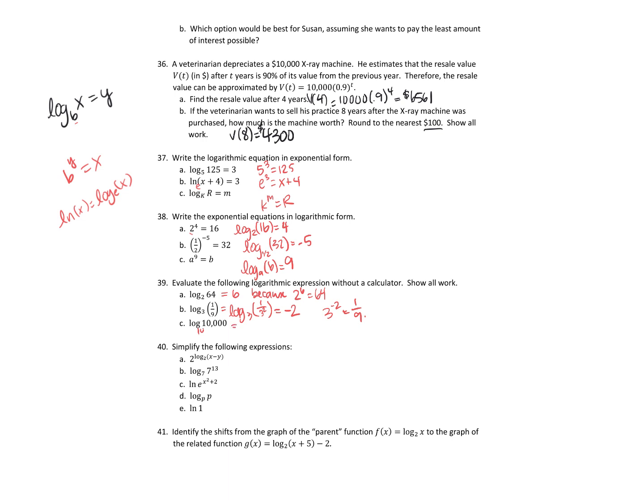Log base 10 of 10,000. So we want to find the power that I need to raise 10 to get 10,000. So if we do 10 to the 3rd, that's 1,000. 10 to the 4th is 10,000. So the correct answer here is 4. And we'll just write because 10 to the 4th is equal to 10,000.